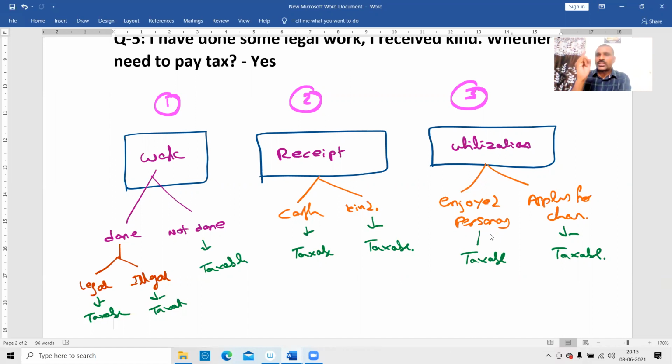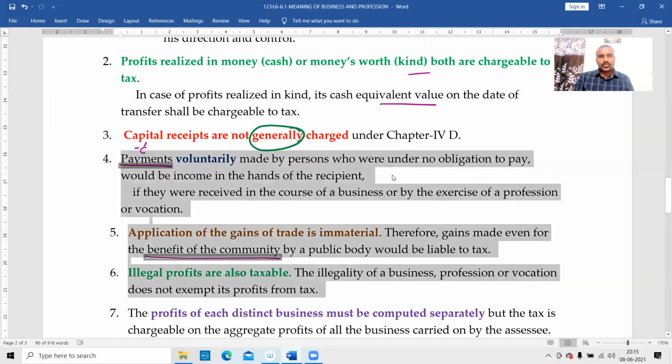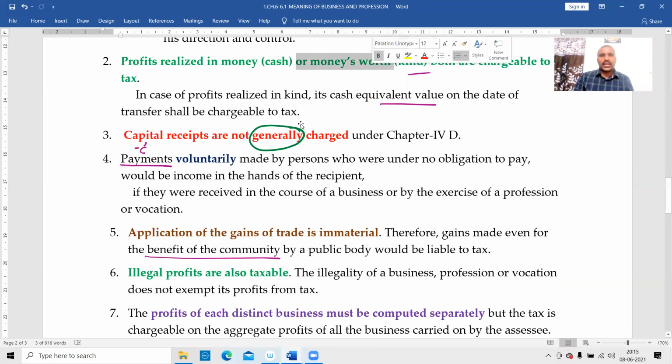What work I did, what I received, and what I did with it is not important. It is always taxable. The taxation is a wider concept. Okay, so these are the pillars. Profit realized in money, payments voluntarily made, gains of trade are immaterial, illegal profits are also taxable.